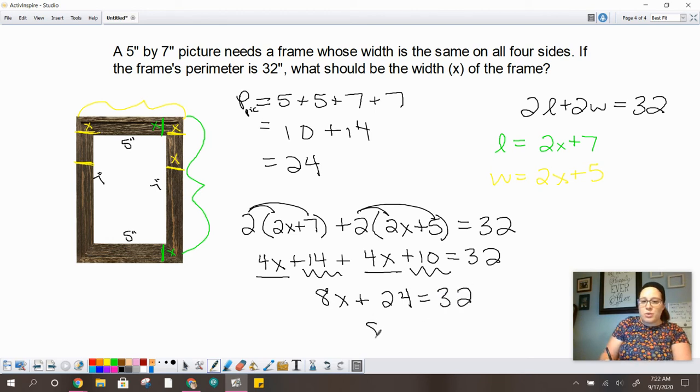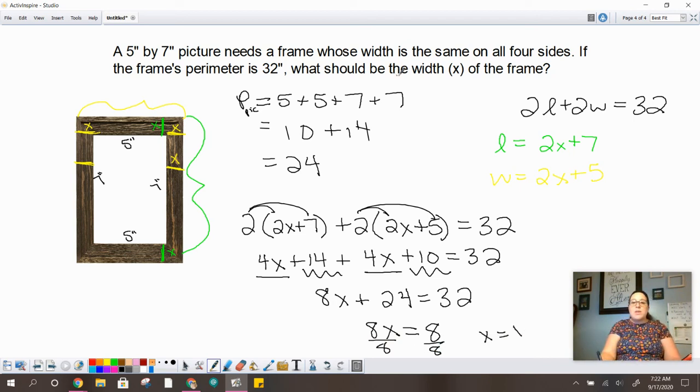Subtract 24 from both parts. Okay, so 32 minus 24. When I do that, you should get 8, but I am going to just verify with the calculator because I don't want to mess up. It is 8. And then you would divide both parts by 8. And it tells me that x is equal to 1.